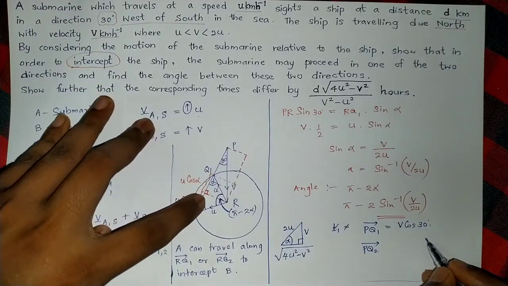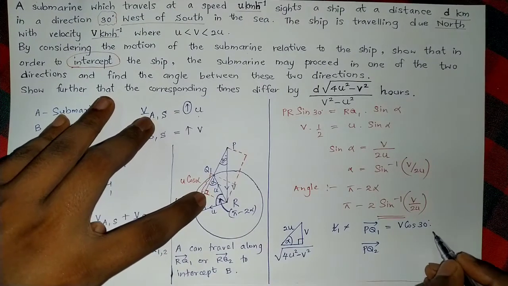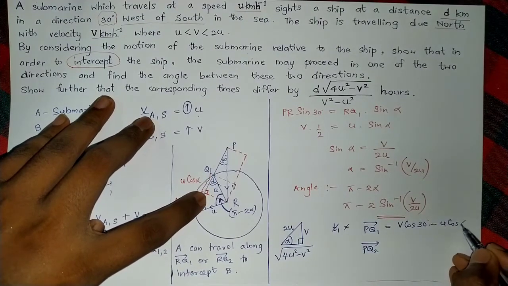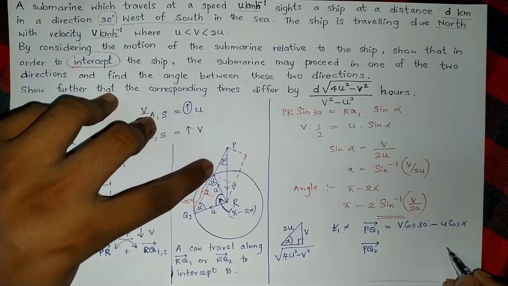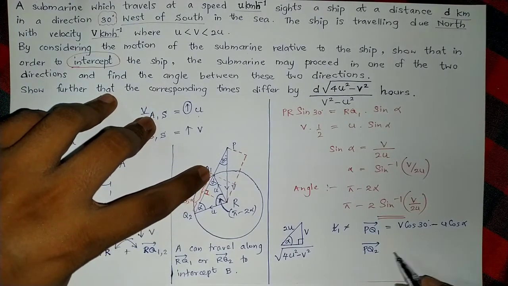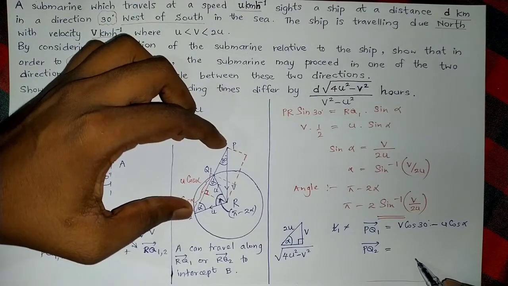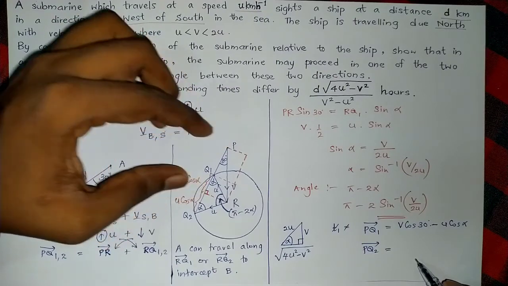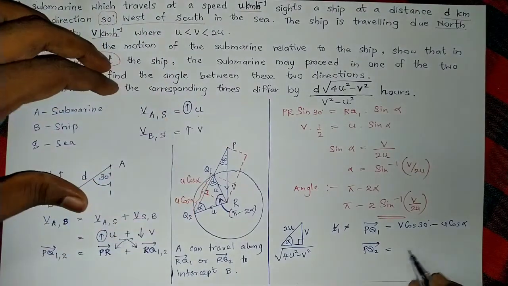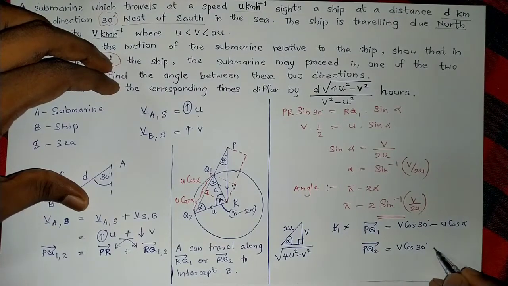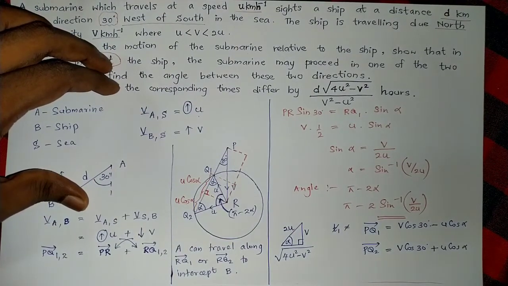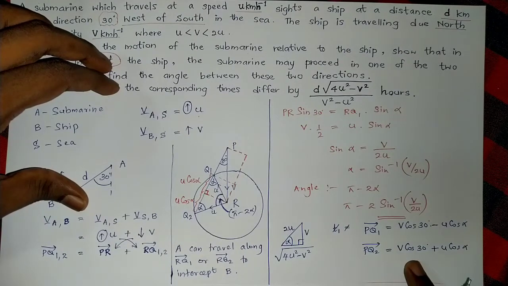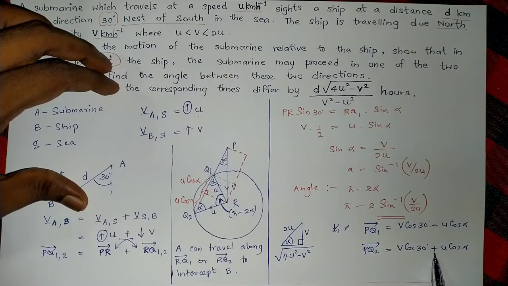Then I have to remove this part, u cos alpha. So PQ1 is v cos 30 minus u cos alpha. Then PQ2, this entire length, is the sum of this v cos 30 part plus u cos alpha. So that is v cos 30 plus u cos alpha. So it is like factors of difference of two squares. This is v cos 30 minus u cos alpha. This is v cos 30 plus u cos alpha.